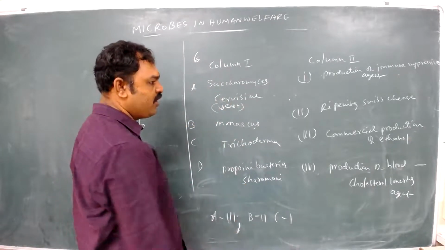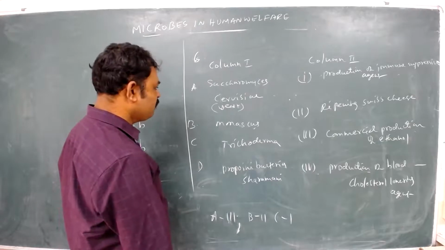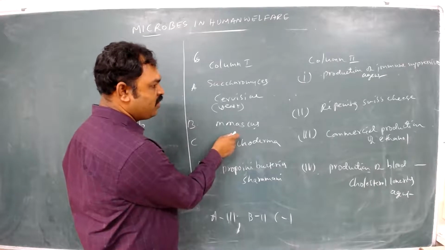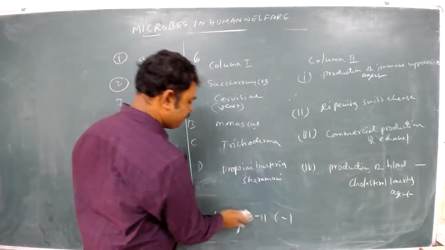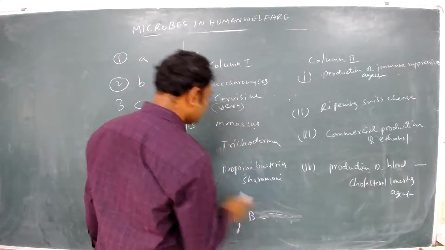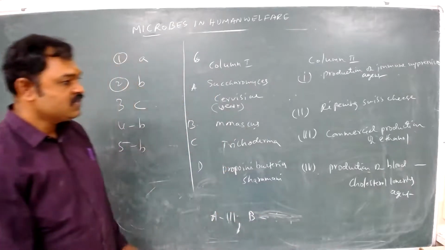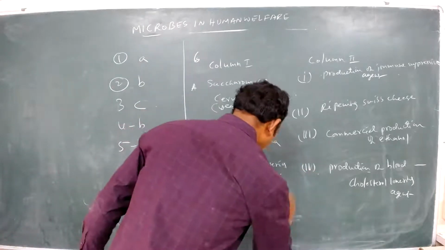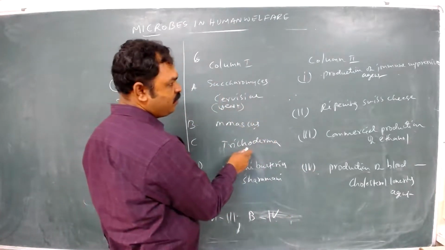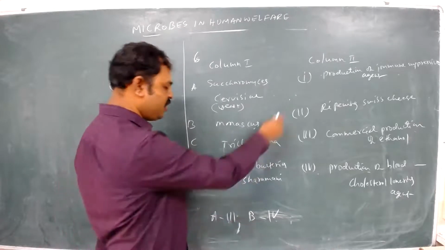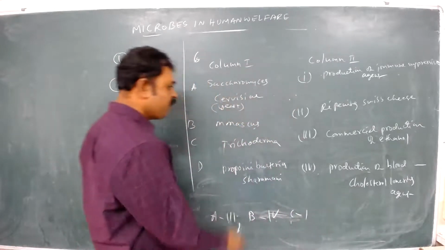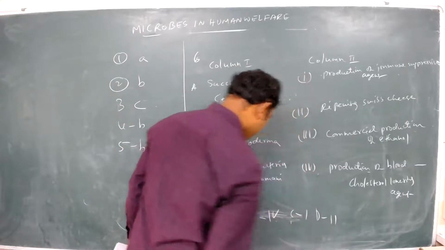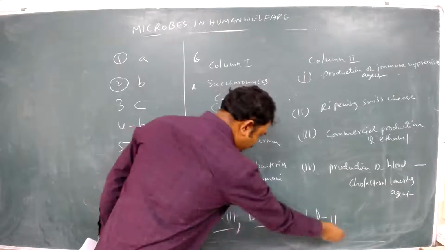What is the use of Propionibacterium sharmanii? Let me correct myself: B is Monascus purpureus, a yeast. What does it produce? Statins, so B is 4. Trichoderma polysporum produces cyclosporin A, so C is 1. And Propionibacterium sharmanii is used for ripening of cheese, so D is 2. So you see A3, B4, C1, D2.